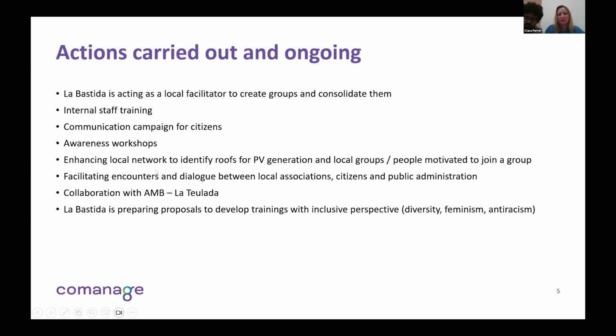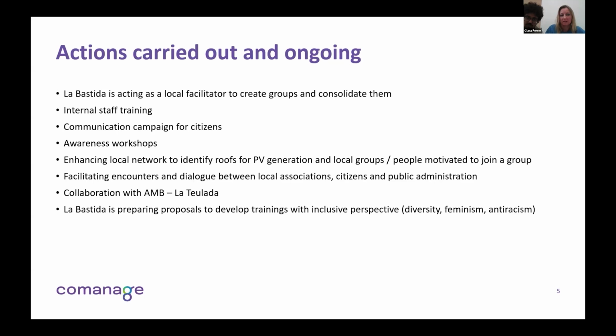What we have done so far is to act as a local facilitator, to create groups and to consolidate them. We don't know how many communities we can have in the municipality. We can have 1, 2, 3, or maybe 20 in some years. We don't know yet.